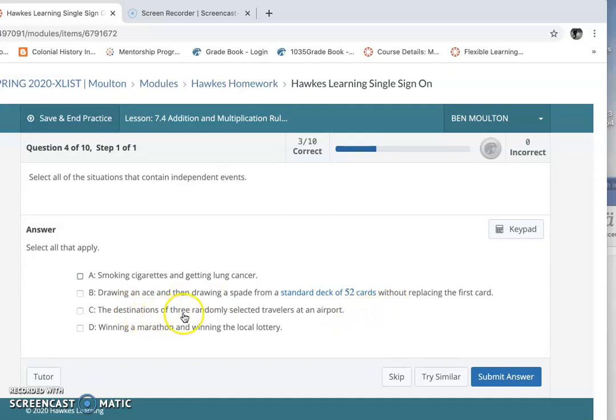So the next step, the destination of 3 randomly selected travelers at an airport. I think that might be our guy. I think they're pretty independent, but let's see what the next one is. Winning a marathon and winning the local lottery. I think those are definitely independent of each other. So I think we're going to get 2 answers out of this one. Should we see if we're right?